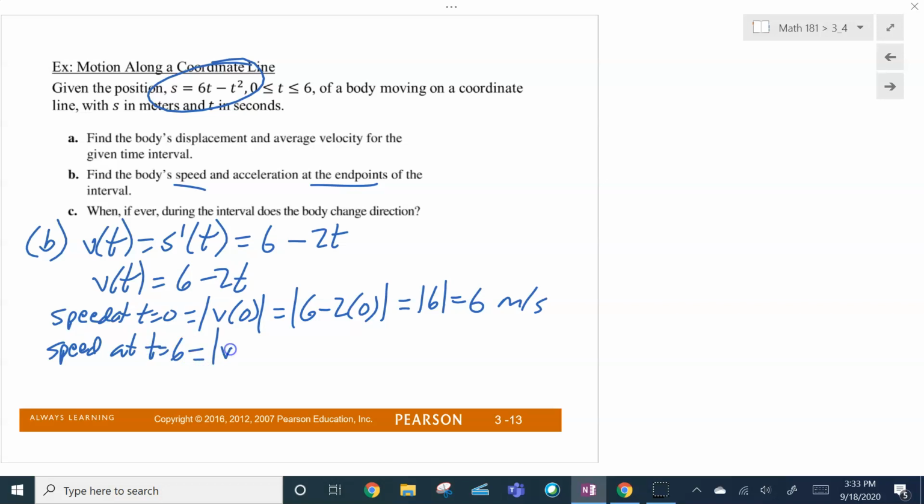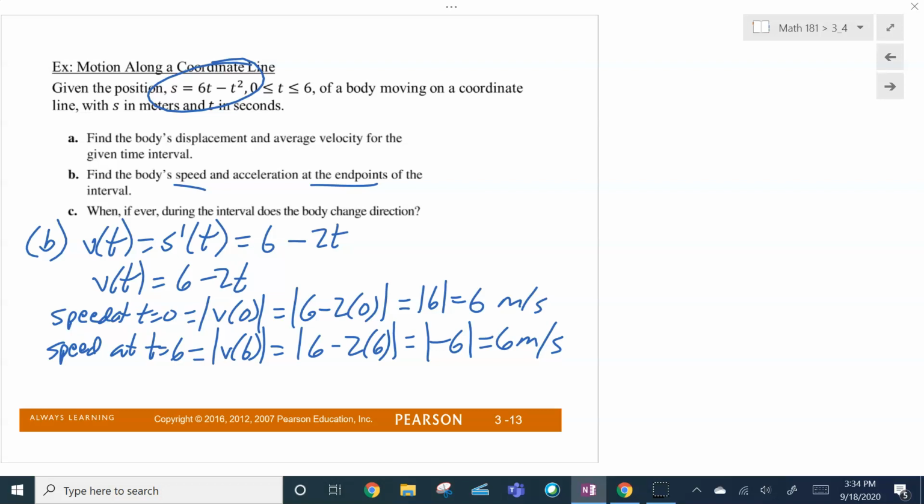So we got the absolute value of the velocity at 6 seconds. So 6 minus 2 times 6. So the velocity, 6 minus 12, is negative 6. The velocity is negative 6 meters per second, right? This thing's going down or to the left, again, depending on this moving body. But the absolute value of -6 is 6. So the speed, again, has no direction. So 6 meters per second.